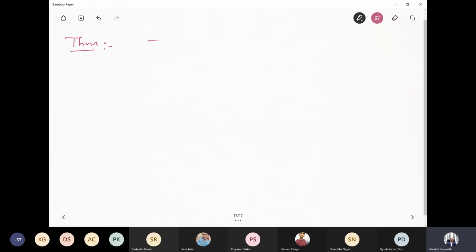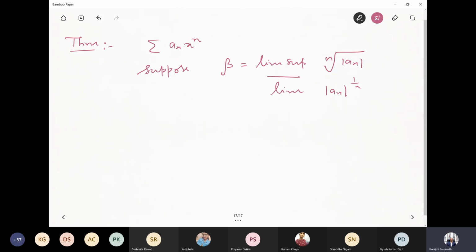Okay, so we consider the series sum a_n x^n. Suppose beta is the limit superior of the nth root of mod a_n, or we write this as mod a_n to the power 1 by n. So this is mod a_n to the power 1 by n. Another notation used is lim sup, like this. Okay, this is also the same notation.